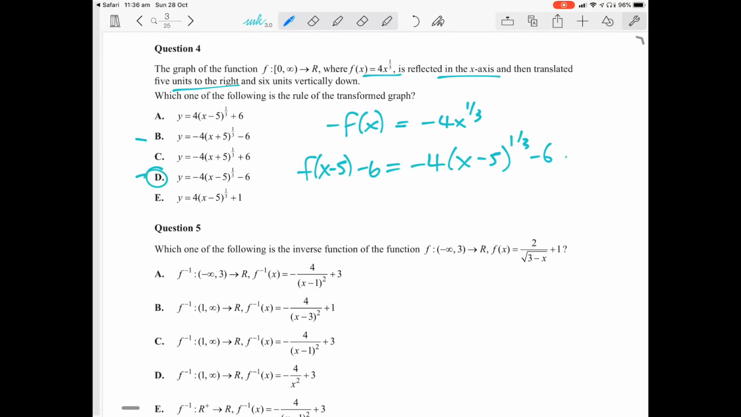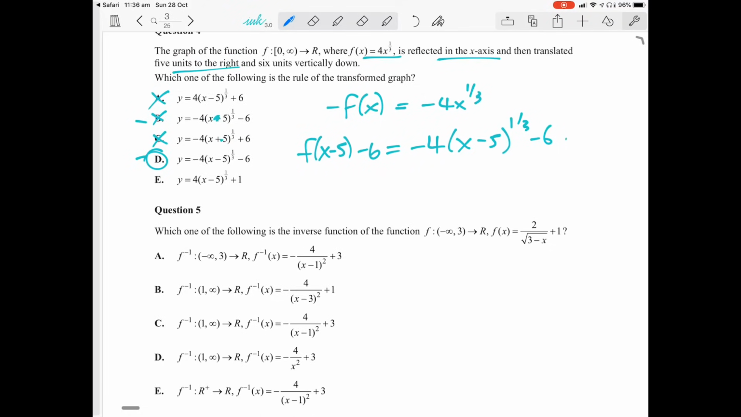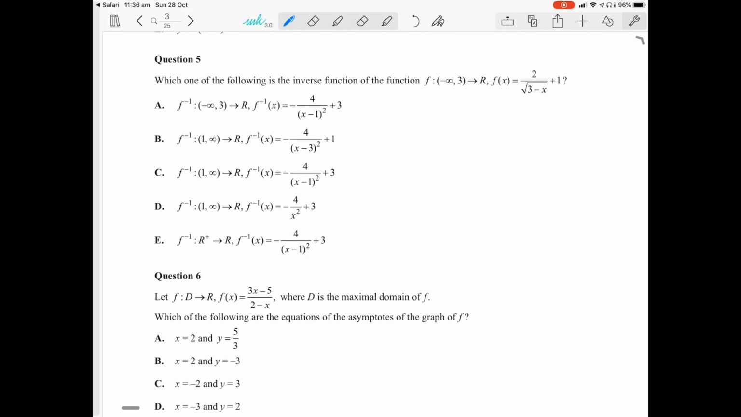Oh, because it's to the right, so it's going to be D. That's got a plus at the end. That's got a plus in here. That's got a plus in here. This one's only moved down one, up one, sorry. Which of the following is the inverse of that function?